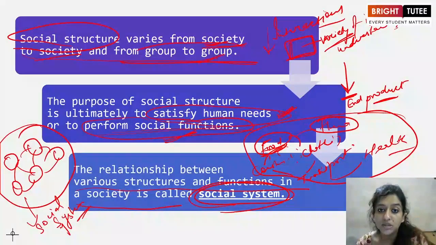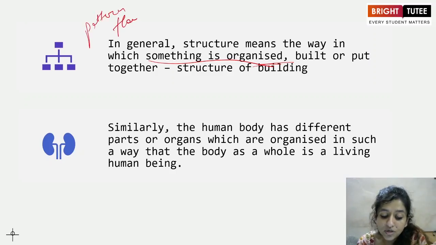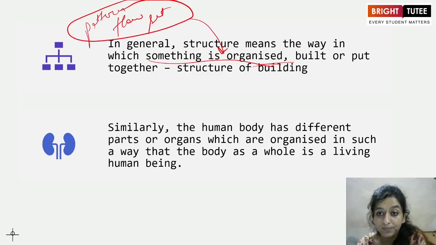So the social system is the collection, the relationship between various structures and functions in the society. Moving on to, in general, structure means the ways in which something is organized. Like I explained to you just before, the pattern, the flow, or the set norms and regulations. So, how are these things organized? In general, structure means this, right?